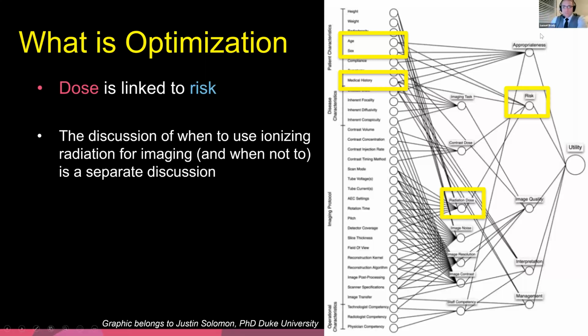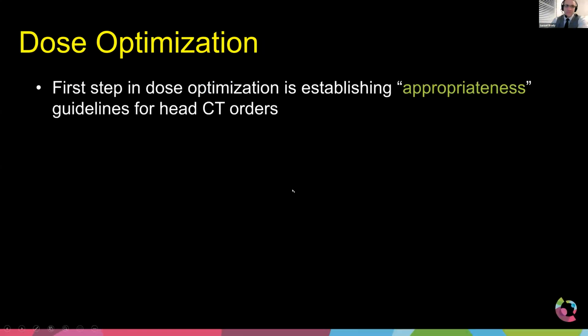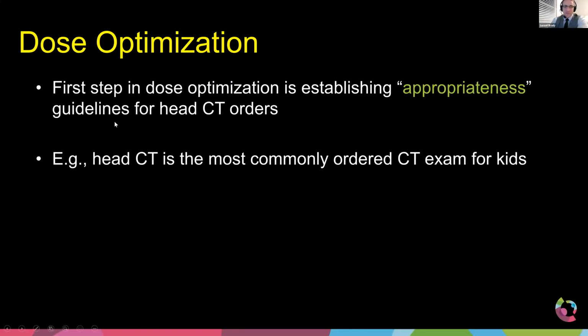So not part of today's discussion, but I think it's always very important for us to constantly look at the appropriateness of all of our protocols and the reasoning for why they're ordered. And once we believe that they are appropriate as they've been ordered, then the next goal is to maximize the benefit to risk ratio. All right, so the first steps in dose optimization and establishing what I would call appropriateness is setting specific guidelines for ordering CT.